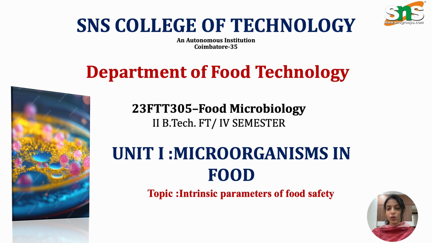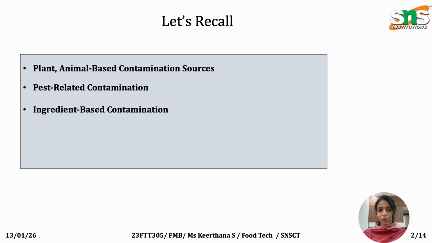In today's video, we are going to answer one powerful question. Why do microbes grow rapidly in some foods but fail to grow in others, even at room temperature? The answer lies inside the food itself. These internal factors are called intrinsic parameters of food safety, and that is what we are going to discuss in today's lecture series. Let's dive in detail.